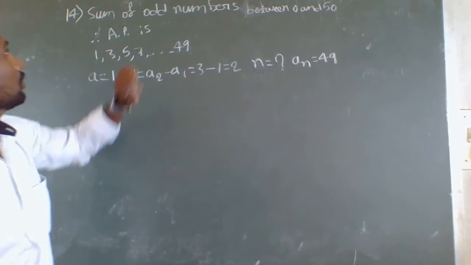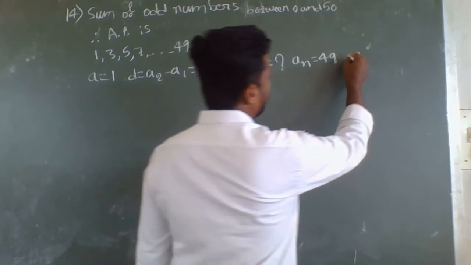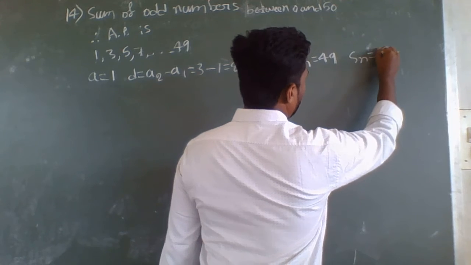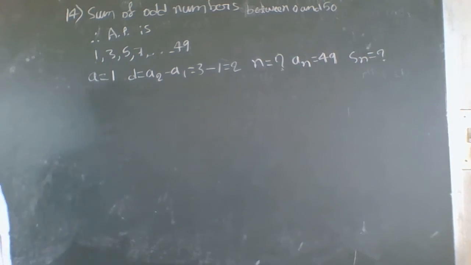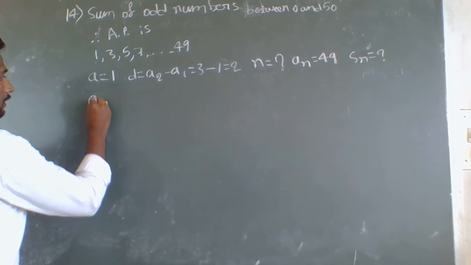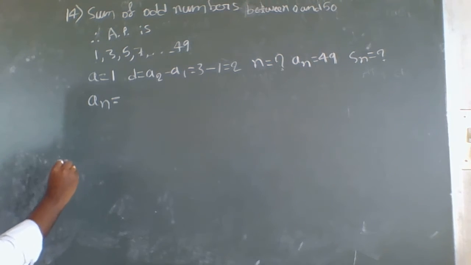But the last term is 49, and they asked to calculate the sum of the odd numbers. So I have to calculate the Sn value. To calculate the Sn value, first I will calculate the n value. After that only I can calculate that Sn value. So now first I will calculate the n value by using the formula.